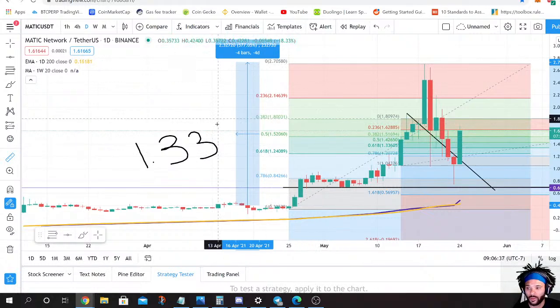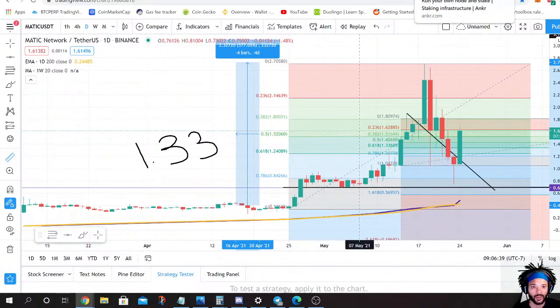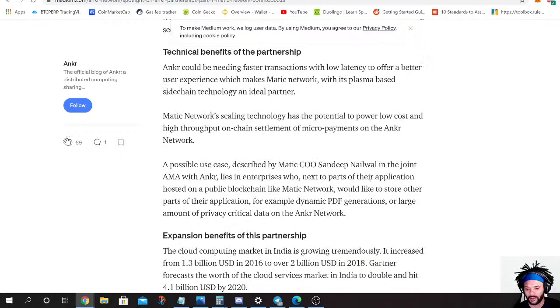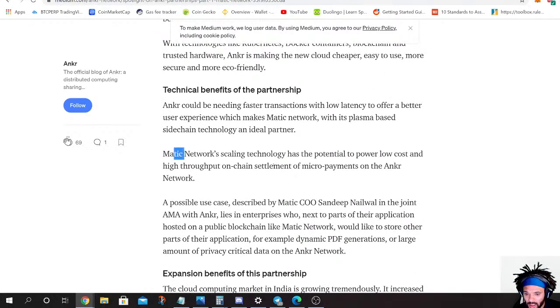All right, so boom, that's Matic, right? And why are we looking at Matic? Because we found out that Matic has a partnership with ANKR. Matic's network, ANKR could be needing faster transactions with low latency. Perfect, ideal partner for Matic. Matic's network scaling technology has the potential to power low cost and high throughput on-chain settlement of micro payments on the ANKR network. A possible use case described by Matic COO Sandeep in the joint AMA, which means Ask Me Anything, with ANKR, lies in enterprise.